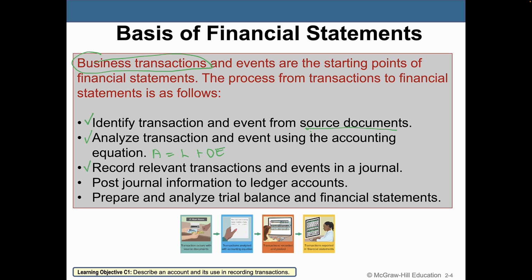Then we record the relevant transaction in a journal. Then we post that journal to the general ledger accounts. And lastly, we prepare and analyze the trial balance, which gives us that debits equal credits. And then we prepare from the trial balance the financial statements.